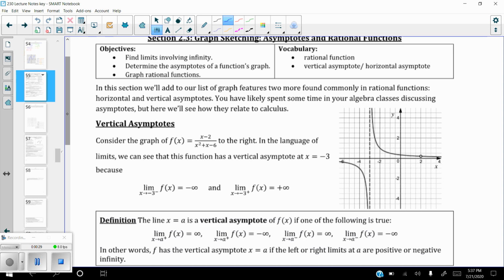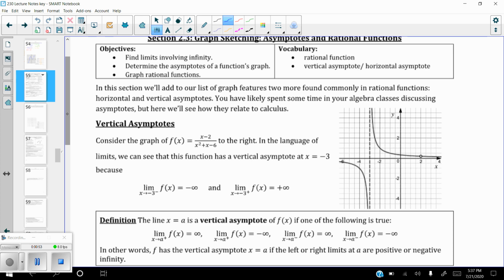in there. And then on the back page, you'll see that there's actually one additional topic that we're just not even going to cover. It is an algebraic concept. It is important for algebra, but it's not going to be important for what we're doing here in the calculus class. Okay, so our objectives: find limits involving infinity, determine the asymptotes of a function's graph, and graph rational functions.